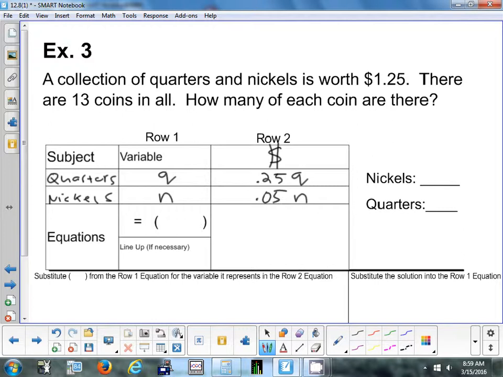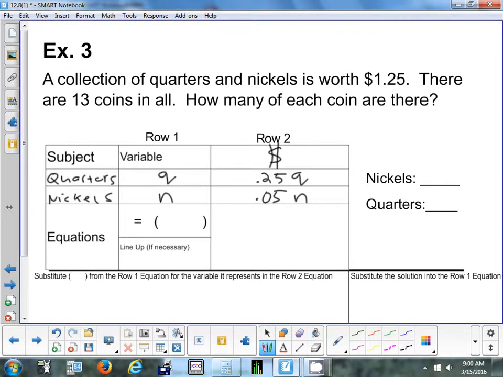The first equation doesn't have anything to do with the value. It has to do with the amount. Which sentence here tells me how many coins I have? First sentence or second? Second. There are 13 coins in all. What are the two types of coins we have? Nickels and quarters. And if you wanted to know how many you have in all, what would you do with the amount of nickels and the amount of quarters?